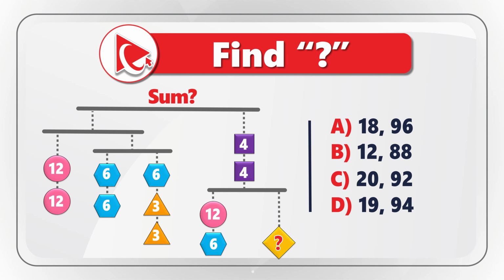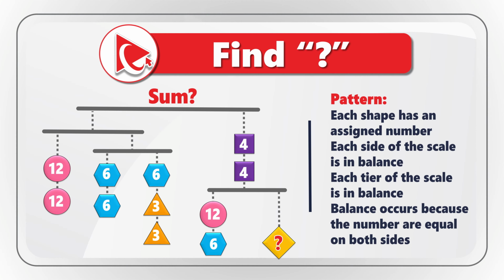To solve this challenge, let's look at the picture closely to better understand what we're dealing with. We're presented with the multi-tier scale, and this scale has 4 tiers: Tier 1, Tier 2, Tier 3, and Tier 4. The scale remains in balance because values on the left side and on the right side are equal, and the values are represented by the total of numbers inside of each shape. For example, circle has number 12, hexagon has number 6, triangle has number 3, and square has number 4.